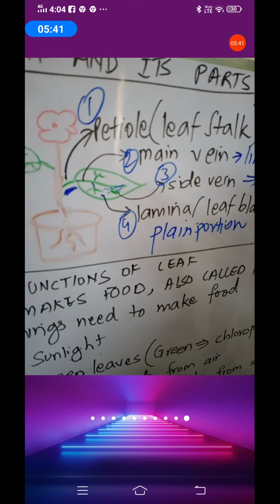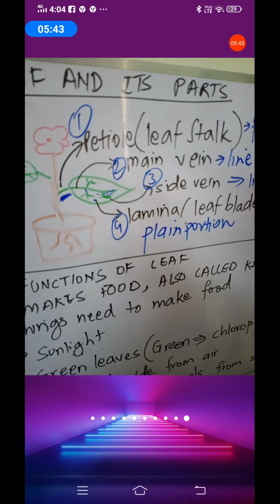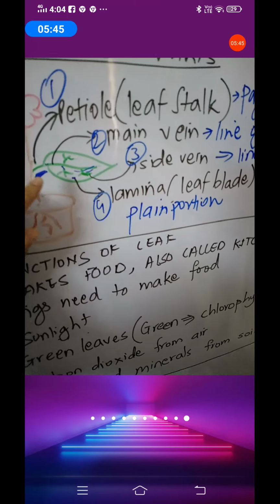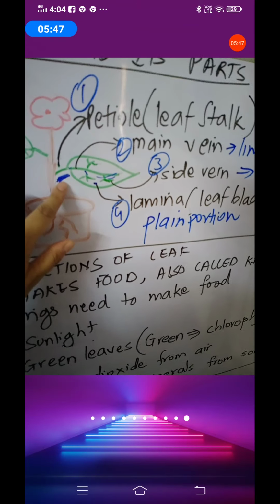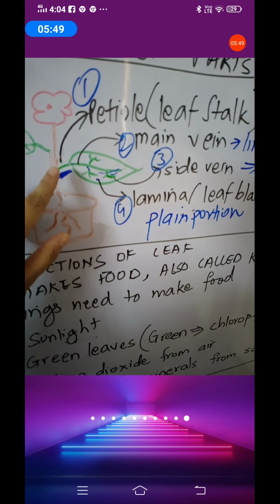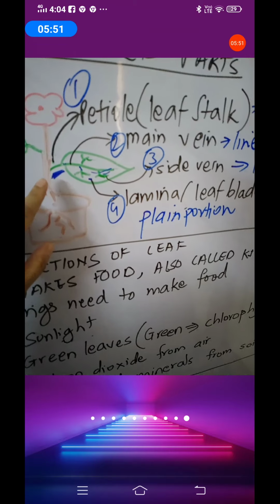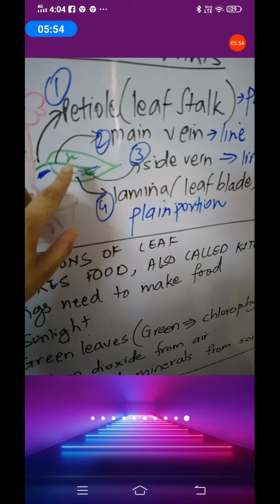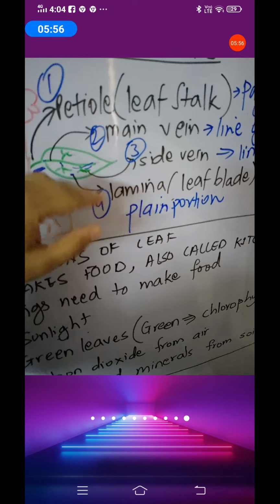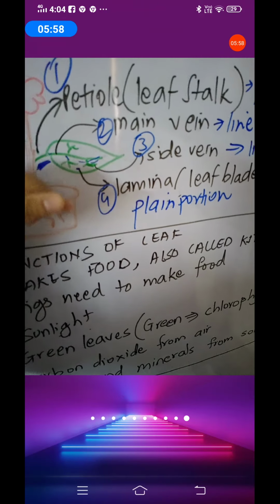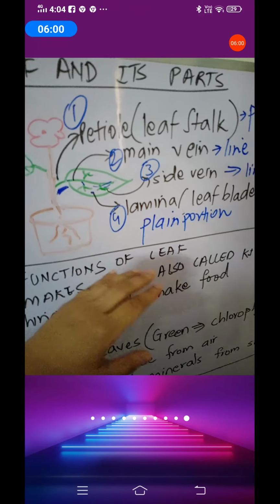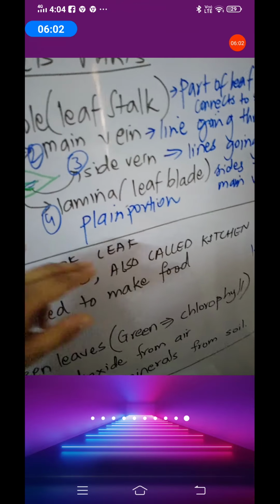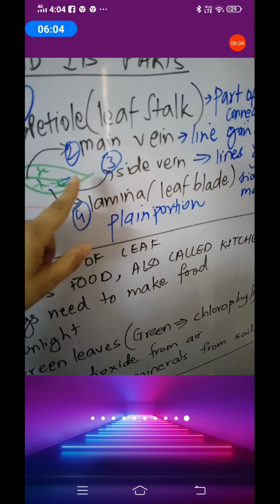Is it clear? Four parts: petiole, main vein, side vein, lamina. Petiole is where the leaf is connecting to the stem. Main vein is the line going through the center. Side veins are the lines coming from the center to both the sides, and lamina is the plain portion in the leaf.